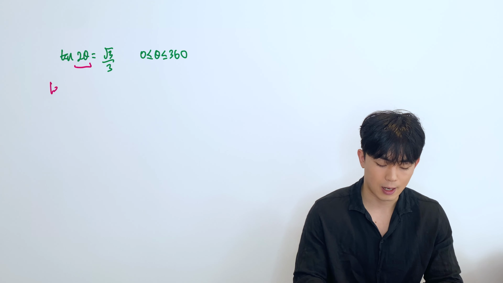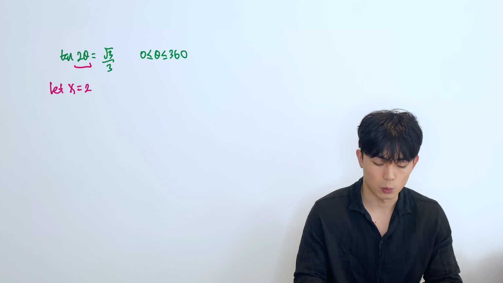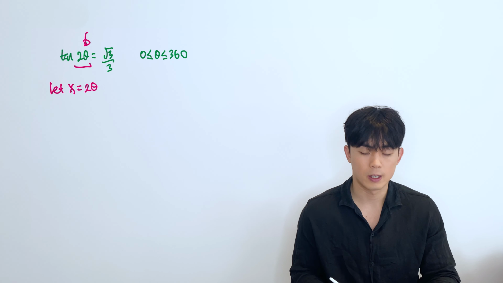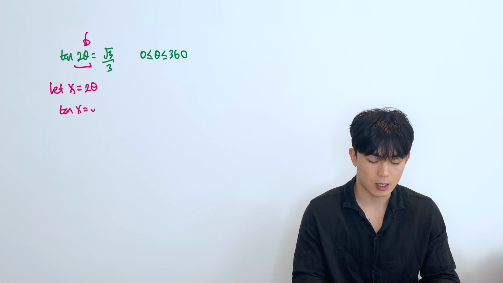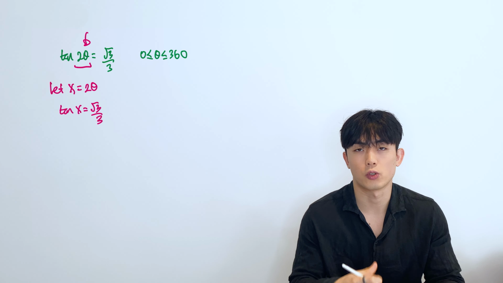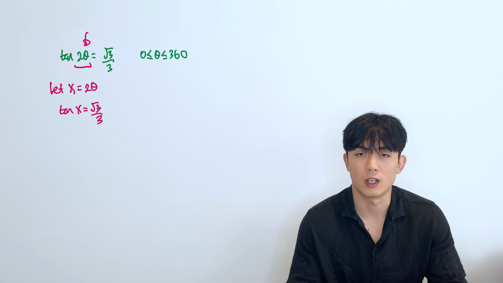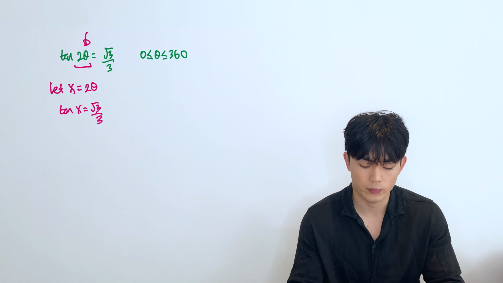And the step is we say let capital X equal whatever it is within this angle here. So in our case, it's 2 theta. And then therefore, we replace this with tan x is equal to root 3 over 3. It's a very important step we do before we even start trying to do the question.